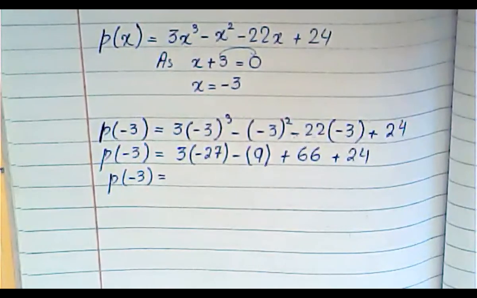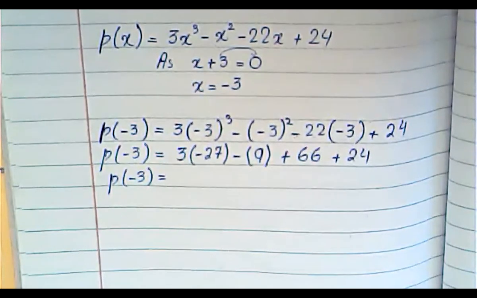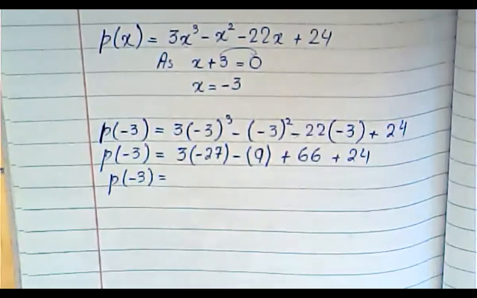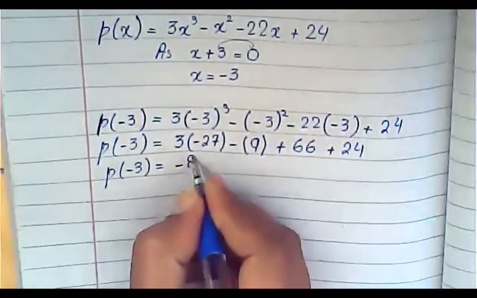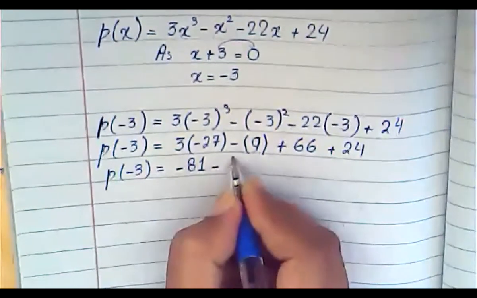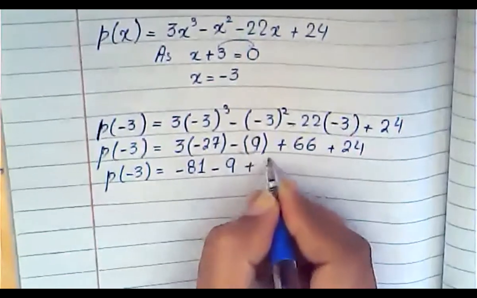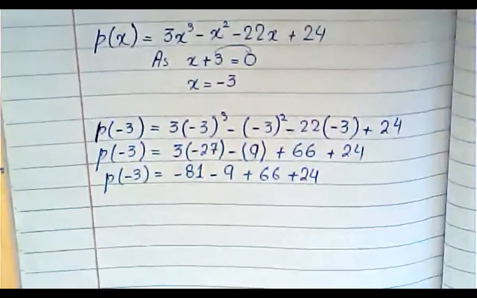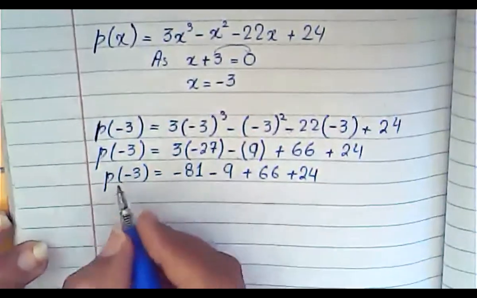3 multiplied by minus 7, what will be the answer? Yes, answer will be minus 81. Okay, then it is minus 9 plus 66 and plus 24. Now look at here. What you will get here?